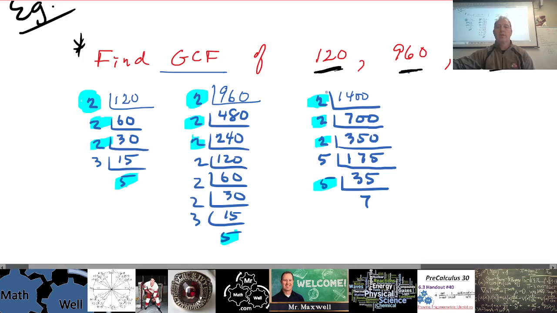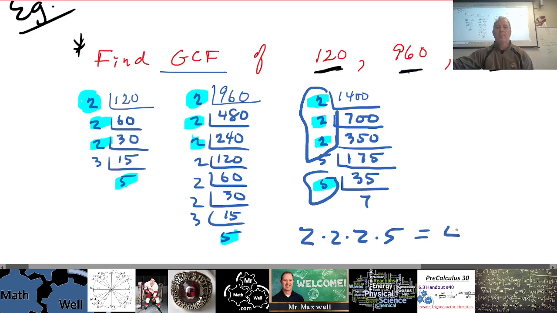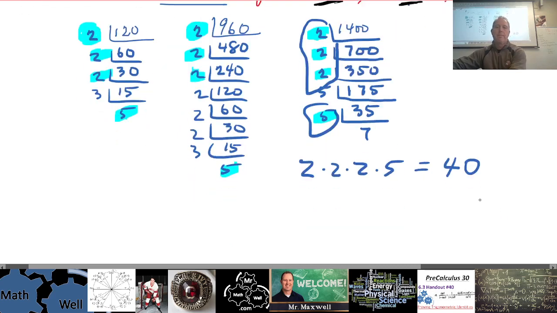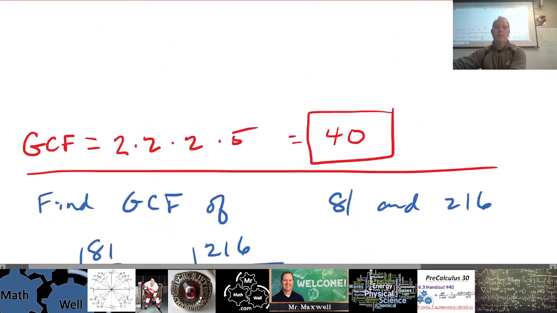So just take one list, right? Those 3 in that one. So 2 times 2 times 2 times 5, which is what? 40? 2 cubed is 8 times 5 is 40. All right, let's see how we did. Look at that. 40 is our greatest common factor.